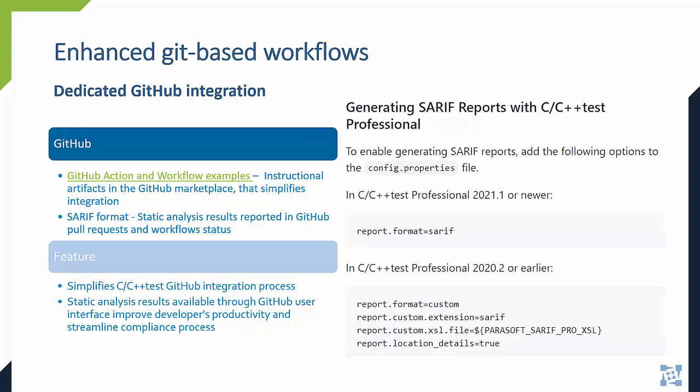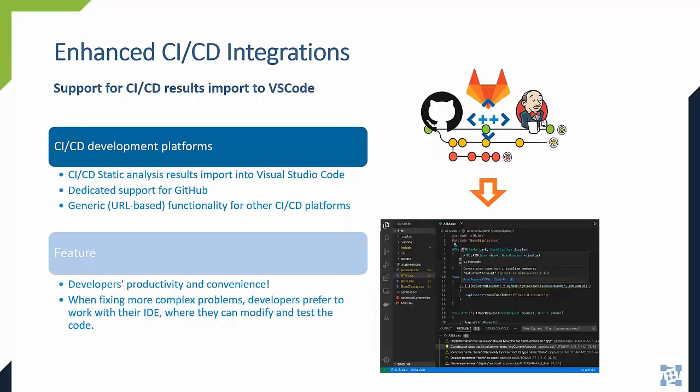Today, these workflows seem to include VS Code more and more often. So we have continued enhancing our extension for it. So in this example here, in our new release, we have added a new command that imports static analysis results straight to the VS Code editor directly from the CI/CD pipeline. There is a GitHub dedicated version of this command which automatically recognizes the current repository and identifies the corresponding latest static analysis results for it. There's also a generic version of this command that can be used with other CI/CD systems like Jenkins or GitLab.